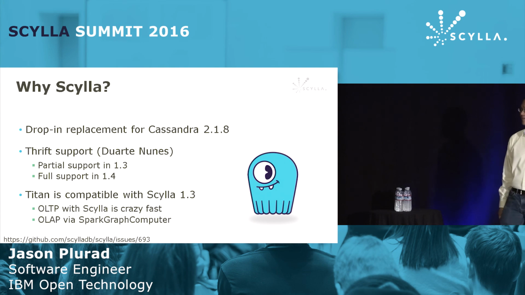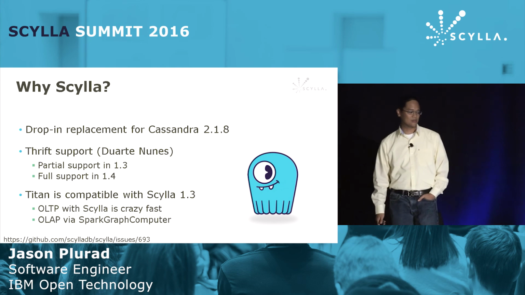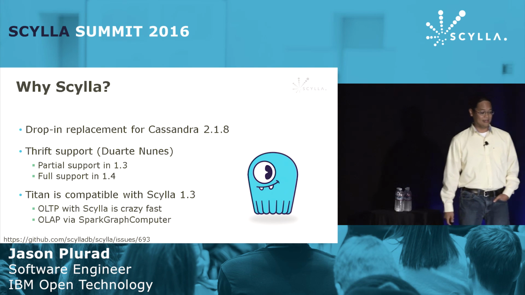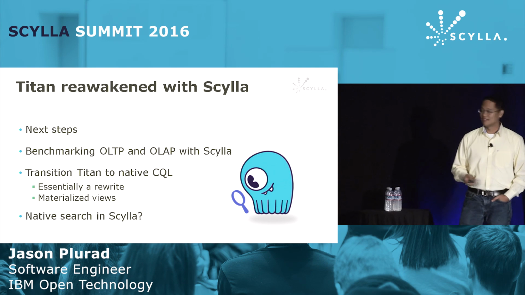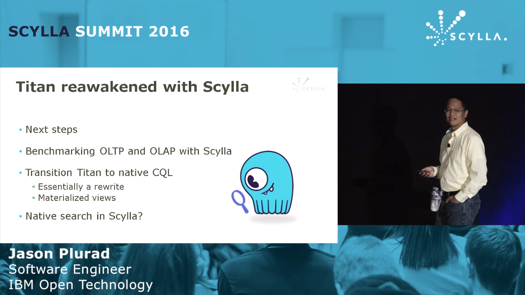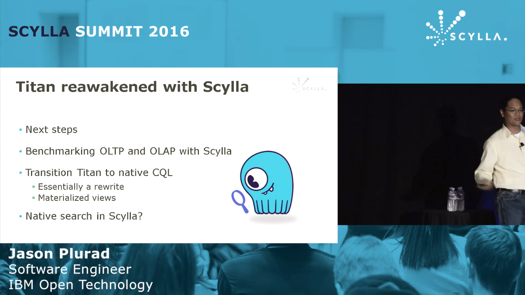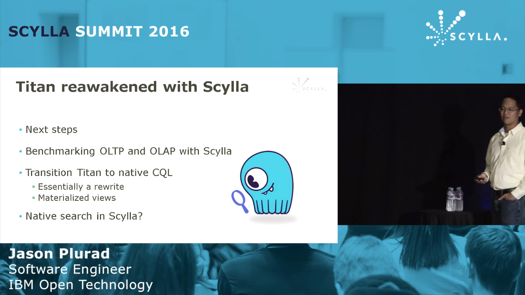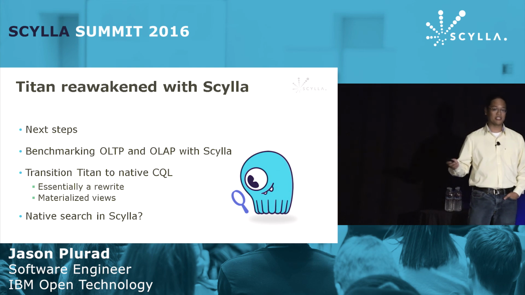I can tell you right now, I tested OLTP and OLAP with Titan, and it works with Scylla 1.3, which was just released a couple days ago. And it's fantastic. So what I see here is that the interest in Scylla has now reawakened the slumbering giant that was Titan. People are really getting more excited about what can happen here in the open source community, especially in graphs.